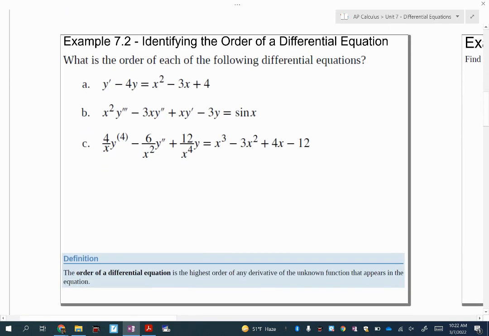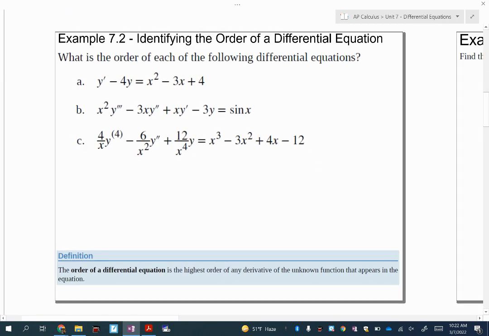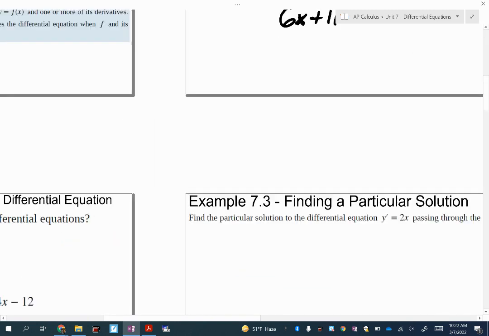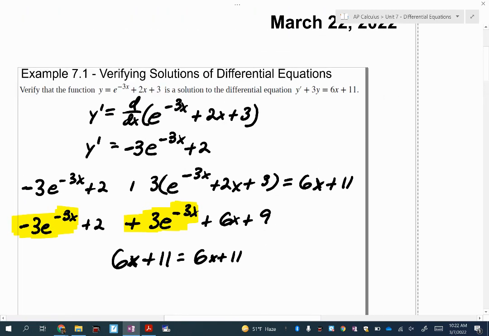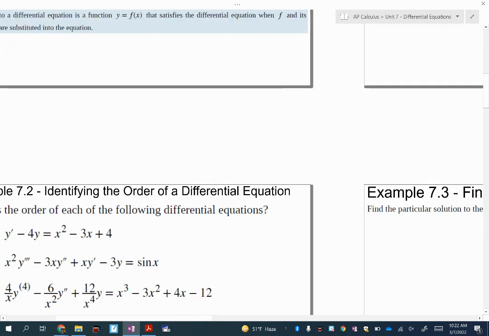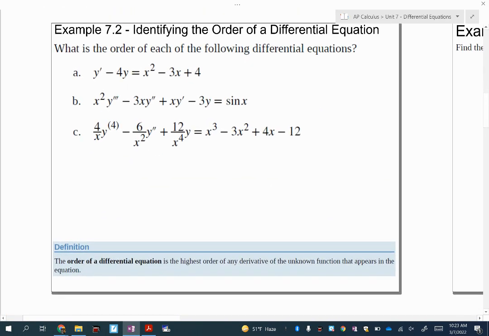Now, another way that we can look at characteristics of a differential equation is the order of a differential equation. The way to find the order is to take the highest order of any derivative of that unknown function that appears in the equation. In this first differential equation, the only derivative that occurred was the first derivative, y prime. So the order for that differential equation would be 1. Okay, so let's look at the same idea for this one.